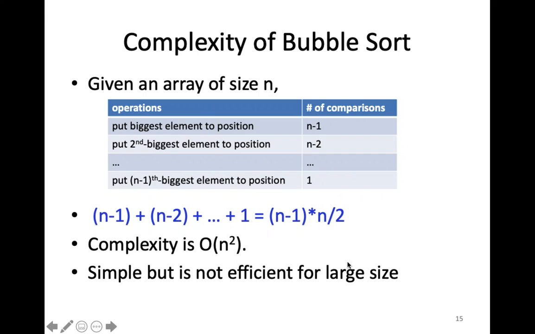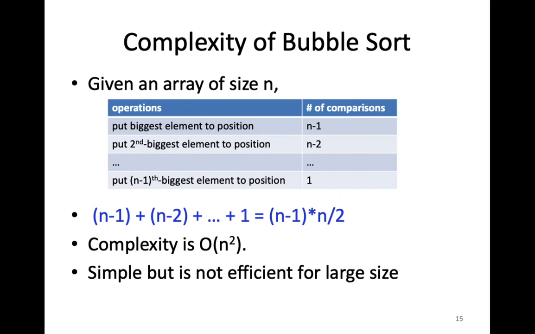In the last slide, we will discuss complexity of bubble sort. To put the biggest element to position, it takes n-1 comparisons. To put the second biggest element to position, it takes n-2 comparisons, and so on. To put the n-1 biggest element to position, it takes one comparison. It remains to find out the sum of n-1, n-2, all the way to 1, which is n-1 multiplied by n, then divided by 2. The complexity of bubble sort is O(n²).